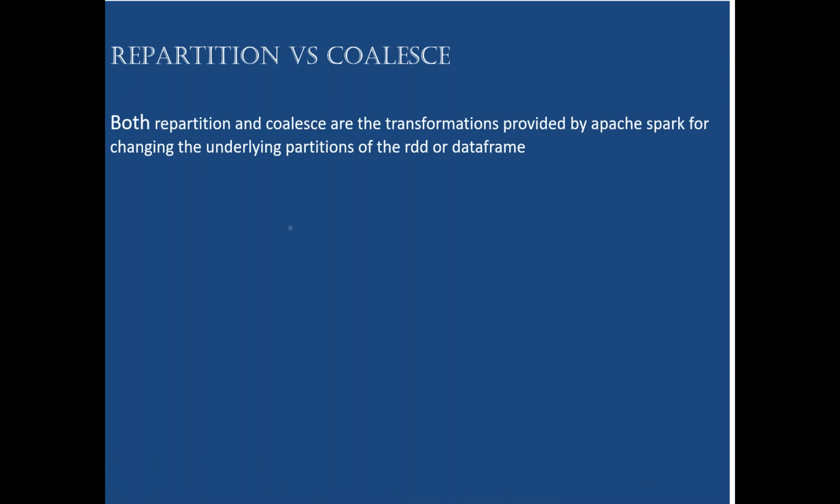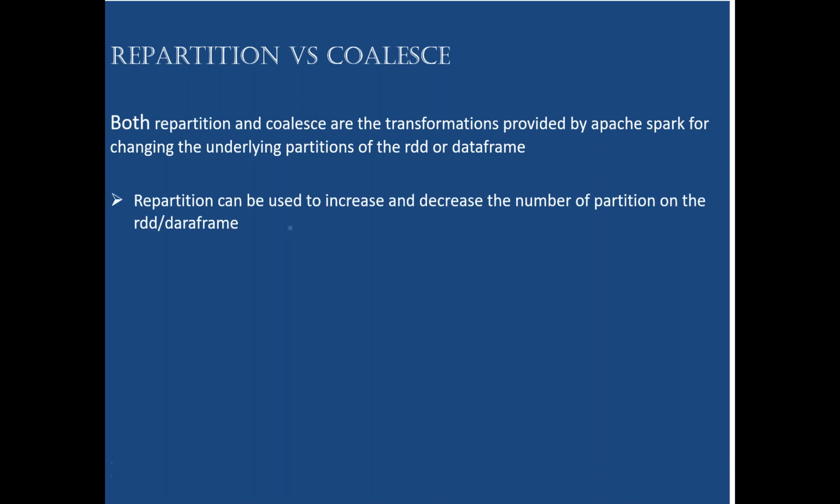Now, both repartition and Coalesce are the transformations provided by Apache Spark for changing the underlying partitions of the RDD or data frame. If you want to change the partition count of an RDD or data frame, you must use repartition or Coalesce.